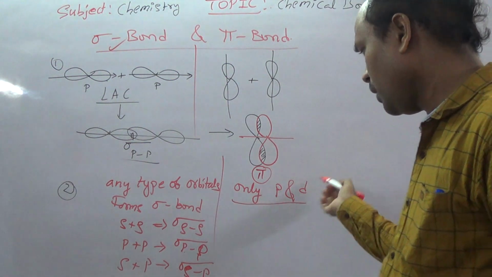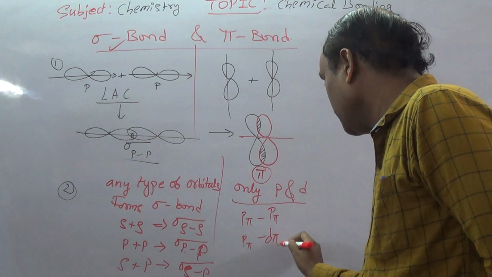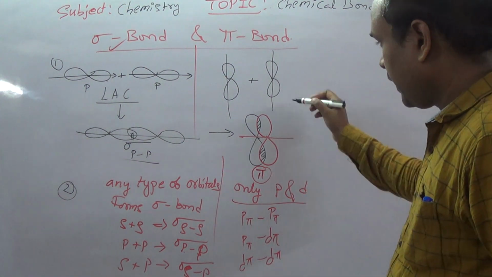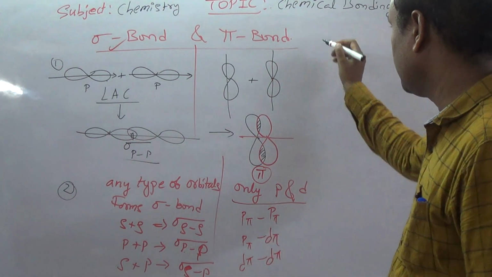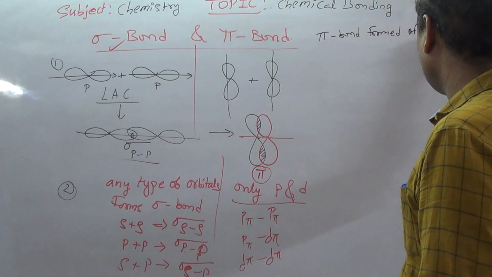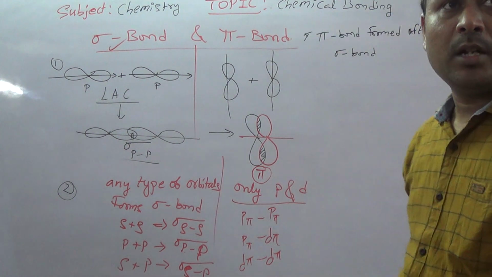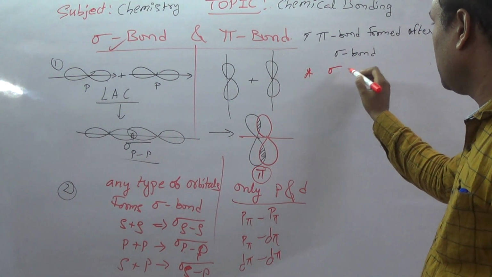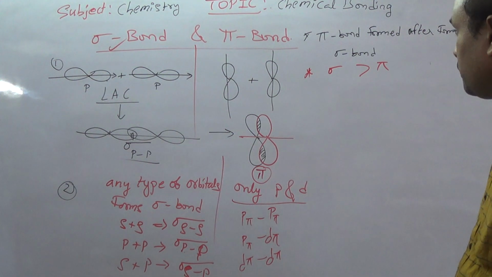So the next one is p pi and d pi bonds are formed. Okay. Here the condition to remember: a pi bond is formed only after formation of a sigma bond. Remember, this is a very important point. The next point is sigma bonds are stronger bonds than pi bonds.